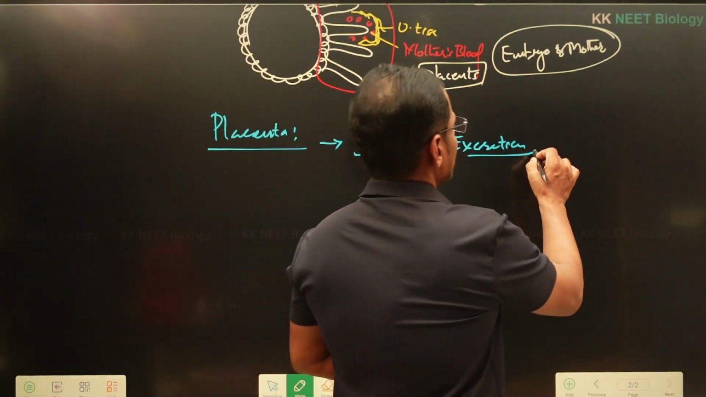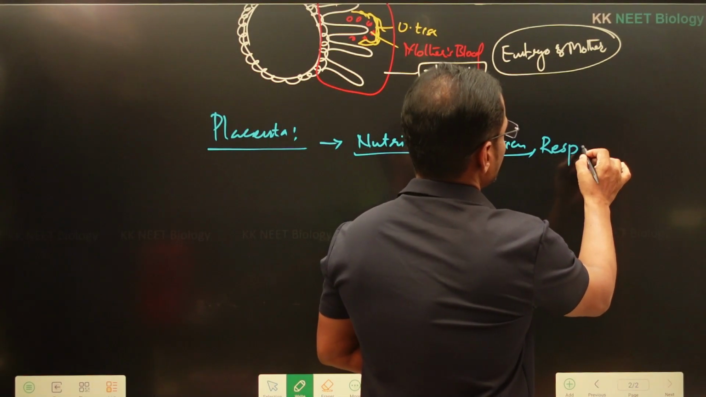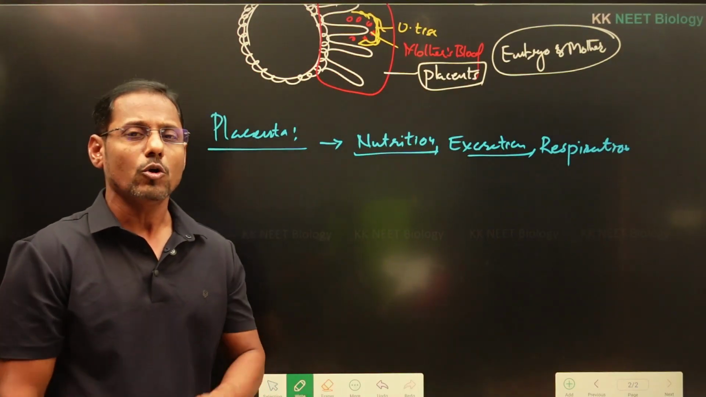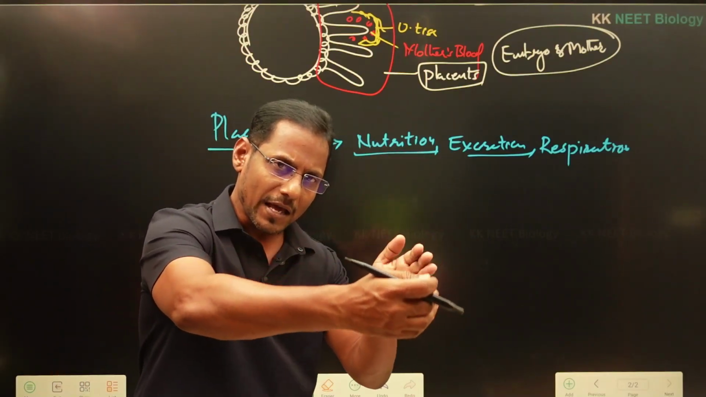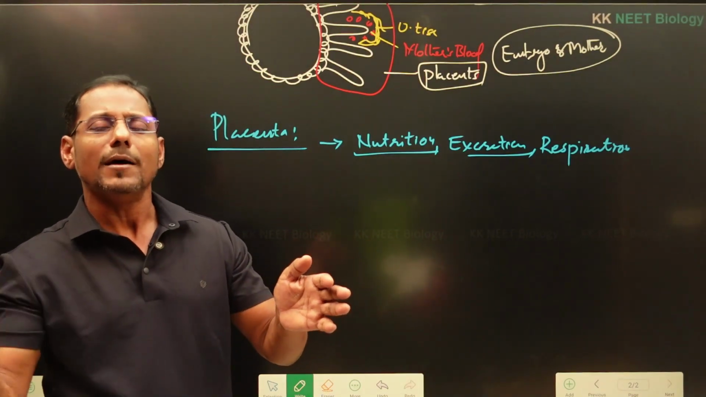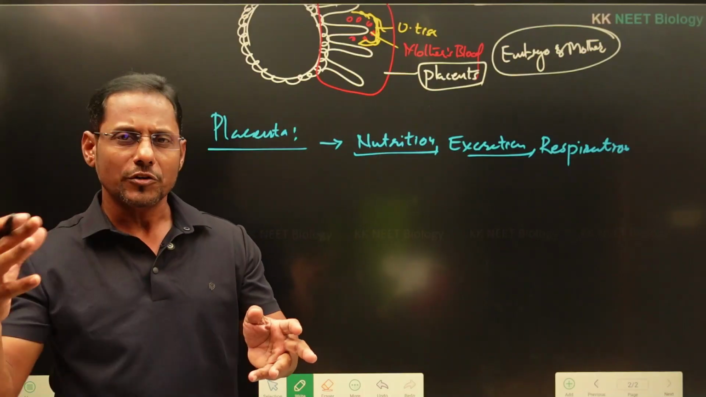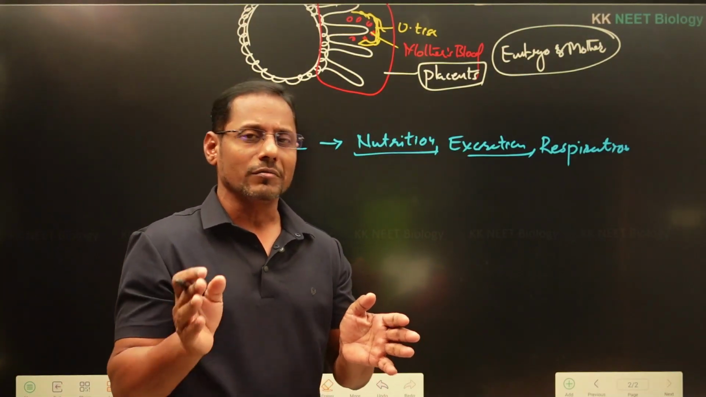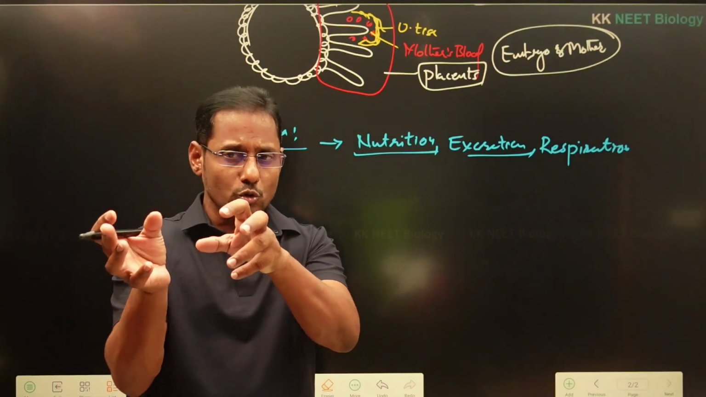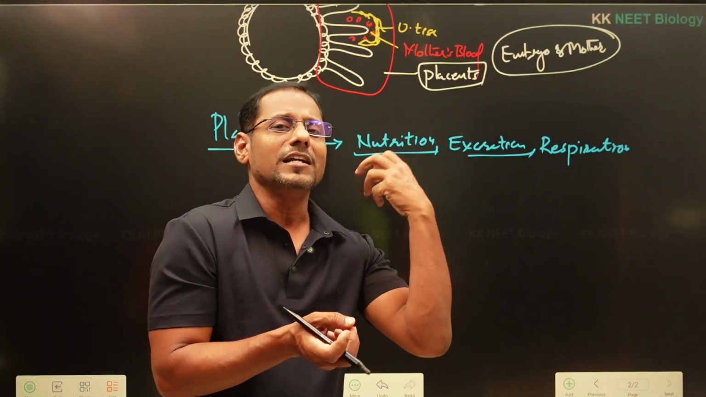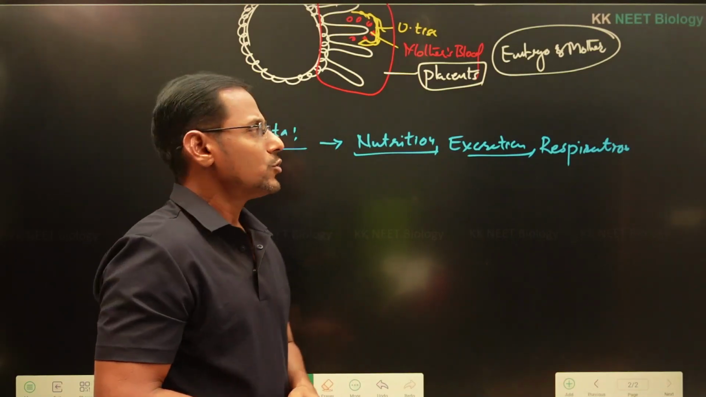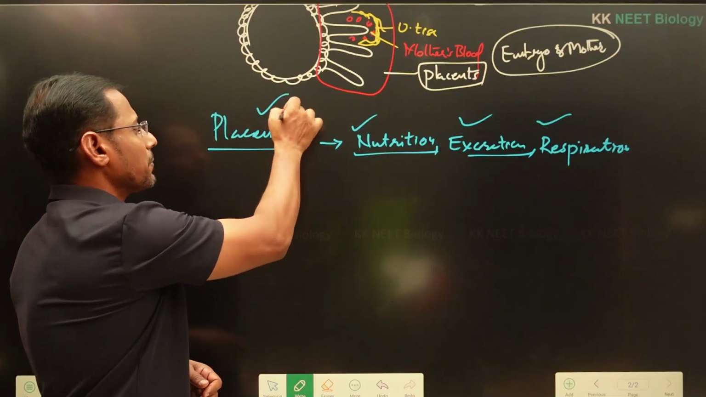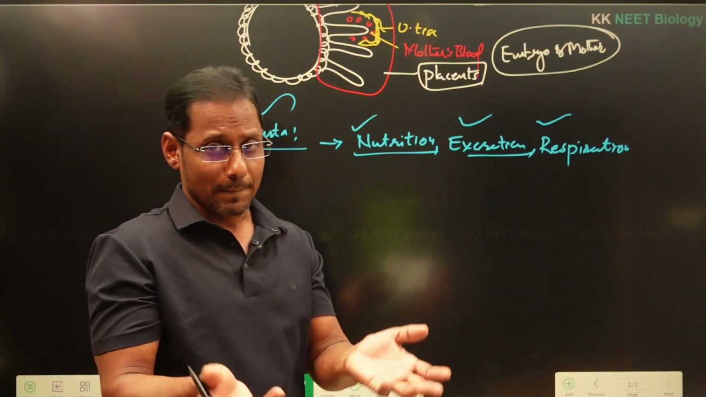As well as respiration. What is the respiration here? The oxygen which is present in the maternal blood, or mother's blood, will be carried to the placenta and will be supplied to the embryo. After the utilization of oxygen by the tissue of the embryo, the carbon dioxide is going to be released. This carbon dioxide is going to be picked up by the placenta and delivered into the mother's blood. So these three main functions are going to be performed by the placenta, which is wrapped around the embryo.